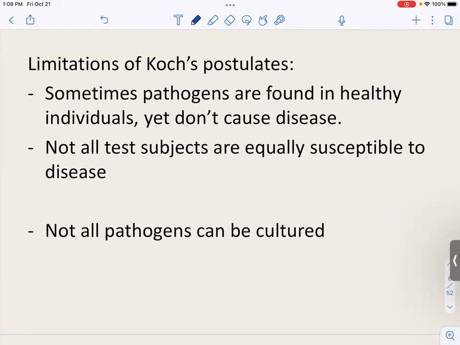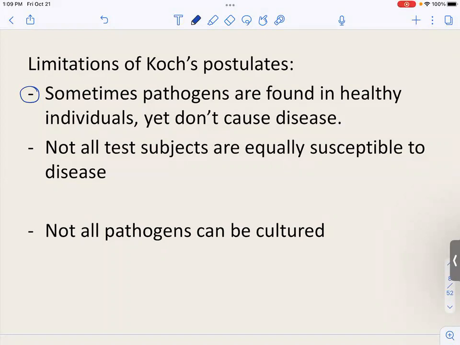There are some other limitations we could think about. Obviously, there are a lot of diseases that aren't infectious, things that are genetic, or caused by a nutritional deficiency, or an autoimmune disease. Those aren't going to have an agent per se that we could grow up. In addition, sometimes pathogens are found in healthy individuals, yet they don't cause disease. I mentioned last time the causative agent of whooping cough, Bordetella pertussis, is sometimes associated with our upper respiratory tract in healthy adults, in small numbers. We can still pass that on to someone susceptible, like a baby.